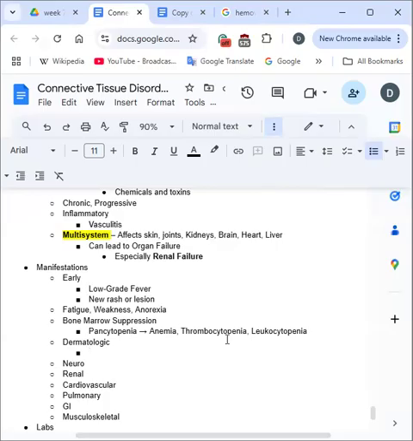Yeah, the butterfly rash. This is called the butterfly rash, or it's also called the malar rash. So we'll look at it.